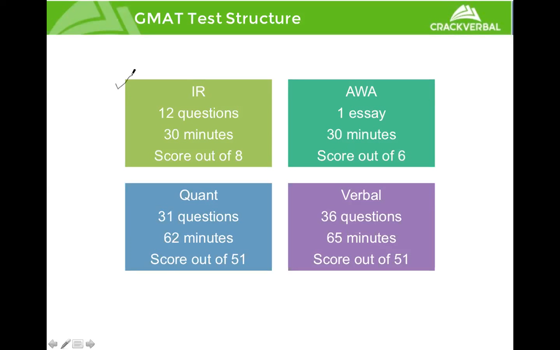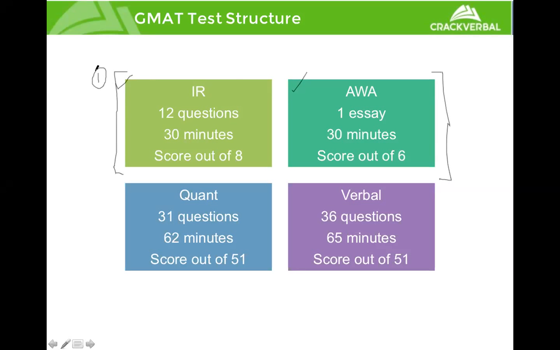All right? AWA, you have one essay. Again, you're going to get 30 minutes. Depending on the quality of your essay, it can be rated from 0, which means you did not even attempt it, 1, which means you wrote something incoherently, all the way up to 6, which means overall, you presented a very logical argument. By the way, IR and AWA will always come together, okay? So whenever you're attempting anything in the test, consider this to be a section. I'll just give it a number 1.